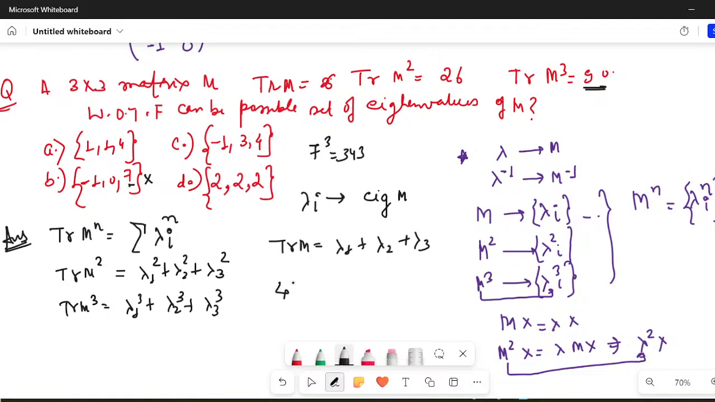See, because 4 cube plus 3 cube minus 1. So what is 3 cube? 3 cube is 27, 4 cube is 64, minus 1. So it will give me 64 plus 26, which is 90. Fine. And if I square it up, 1 square is 1, 3 square is 9, 4 square is 16. So 16 plus 1 is 17, plus 9 is 26. This is fine. And the trace of M should be 6. So 6 is given by this also, and this also. So the answer should be C. I hope it is clear.